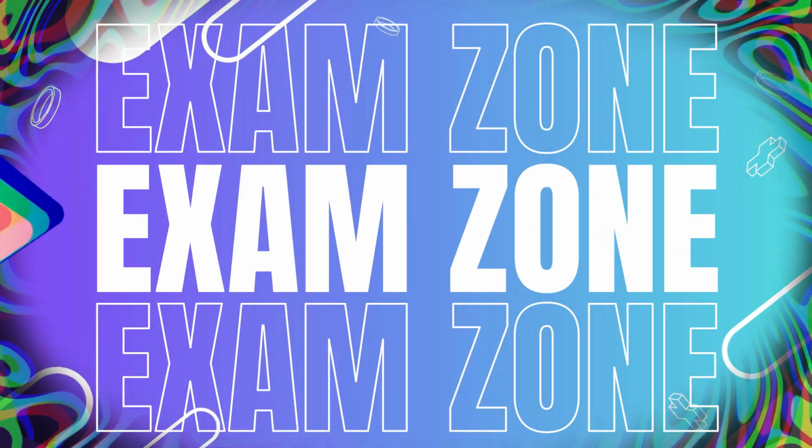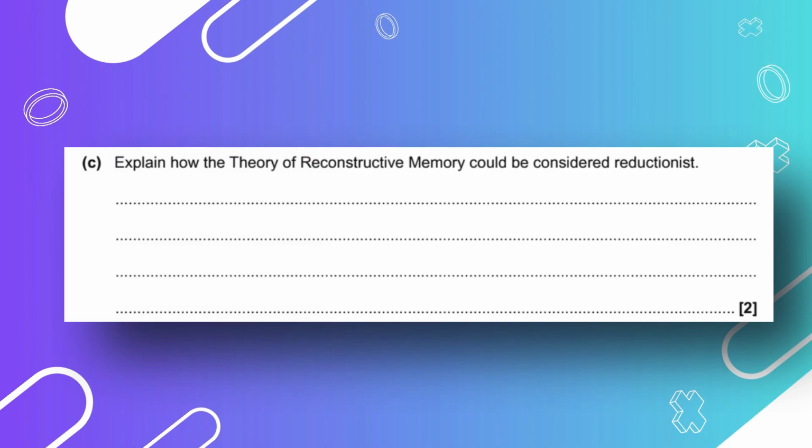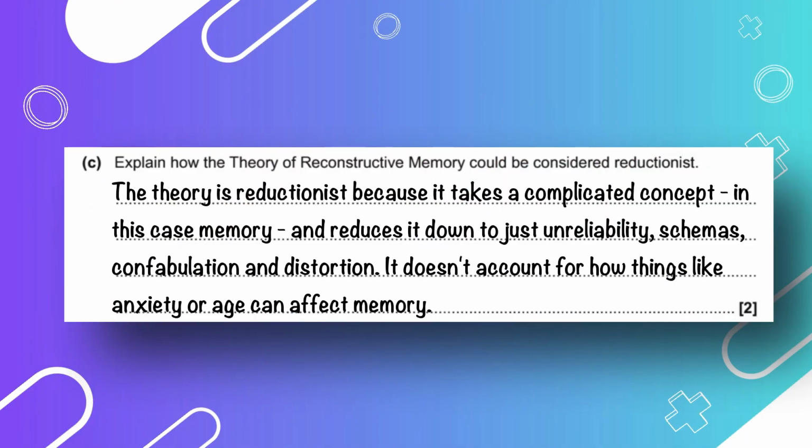As always, we come onto our exam zone, the part where we go through a real past paper question. I'll give you a few seconds to answer it before I put my answer on the screen. Perfect. And this is the sort of thing we're after. As you can see, you've got to be really specific to the theory of reconstructive memory. And with that, that's the theory done.